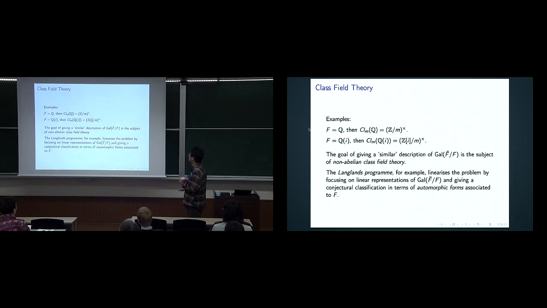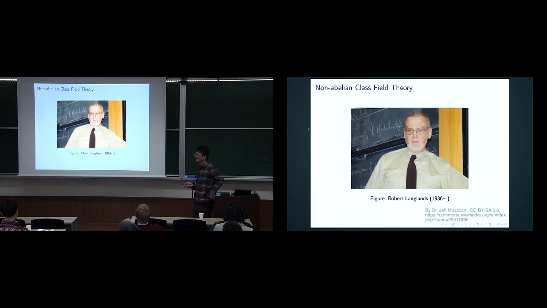In the Langlands program, you try to address this problem of describing this group by linearizing the problem. That is to say, instead of looking at the group itself, you try to classify the representations of the group. And the representations of this group are supposed to be classified in terms of something called automorphic forms, special functions on complex domains that are somehow canonically built out of it, to give you a classification of the linear representations of the Galois group. And that's one version of non-abelian classification theory. That is really one of the most active areas of number theory in the present day. Here's a picture of Langlands. A relatively recent picture.